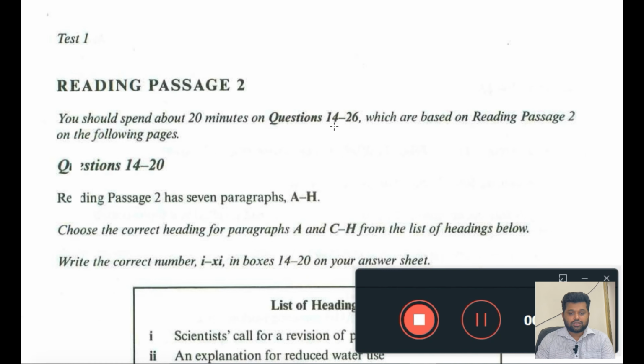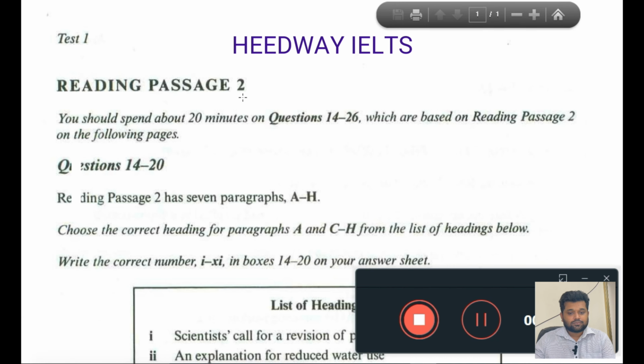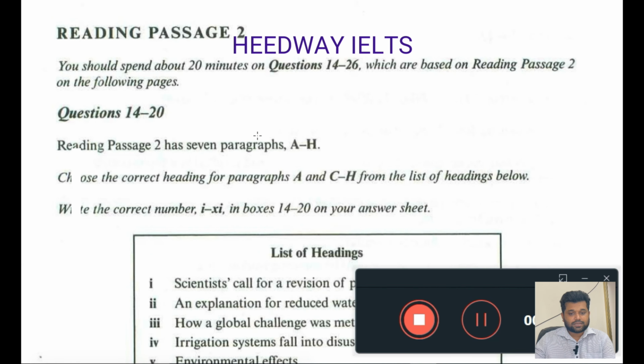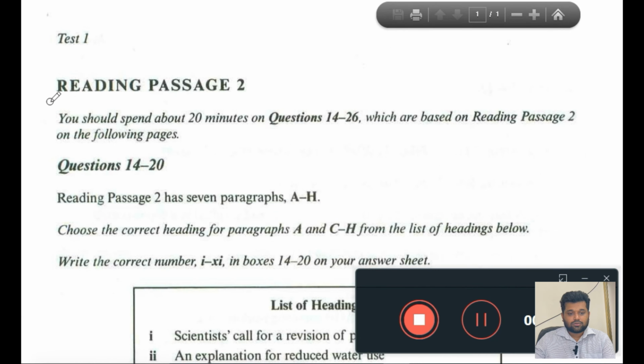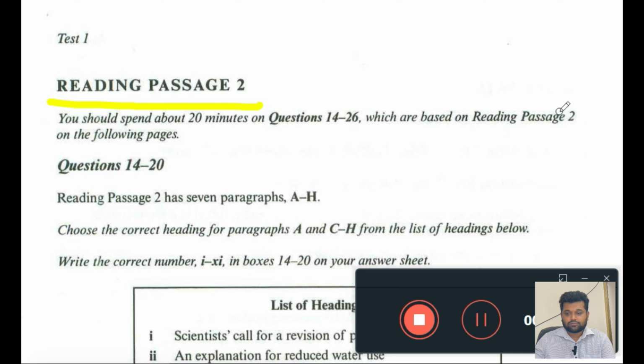Today I am going to give you some lessons about IELTS Cambridge 7, reading passage 2, test 1. Directly, I am going to teach you how to solve the questions from the passage. You see, reading passage 2, test 1.